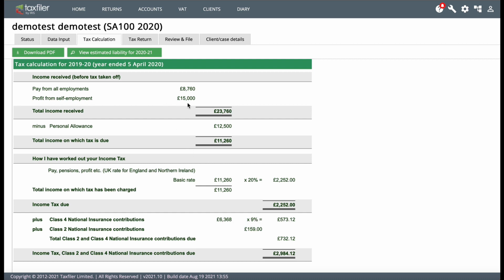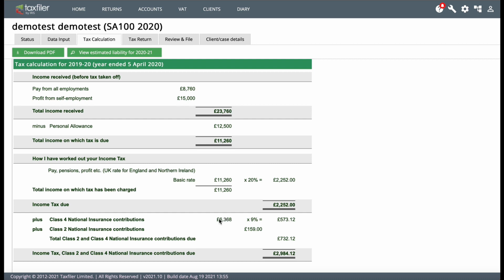Now, in this case, the self-employed profits, because that's all we're looking at for Class 4 NI, were £15,000. So if you take off the lower profits limit of £8,632, I'm just going to do that on my calculator, a few little taps, £15,000 minus £8,632, which you don't pay any Class 4 National Insurance on, and that leaves £6,368.